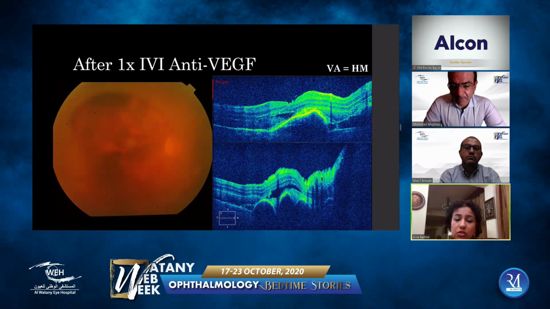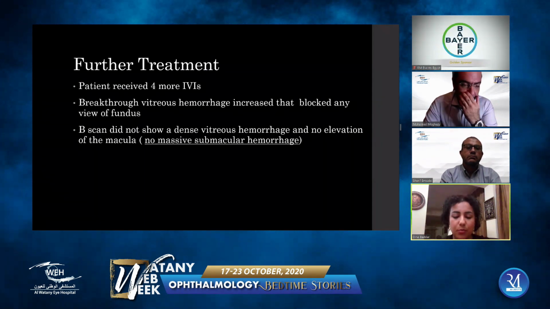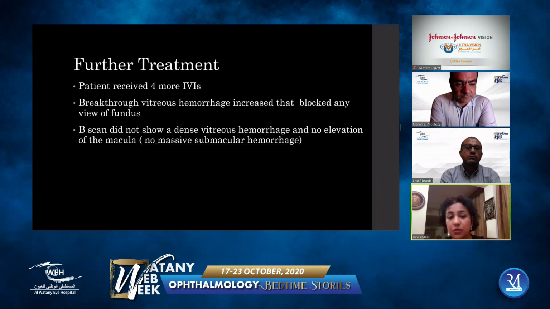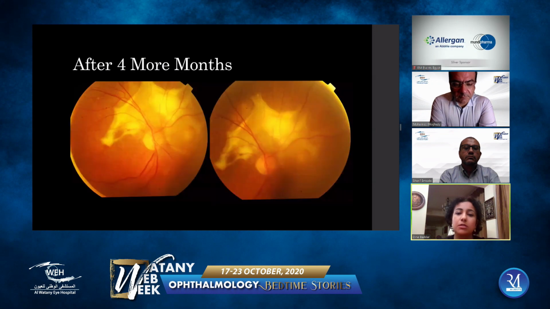All right. So the patient actually received... his treating physician at that point chose to wait. He received 4 more intravitreal injections. The vitreous hemorrhage was still there, and the B scan was unremarkable. And vitrectomy was offered if vitreous hemorrhage did not clear in 1 month. In 4 months, this is what happened.